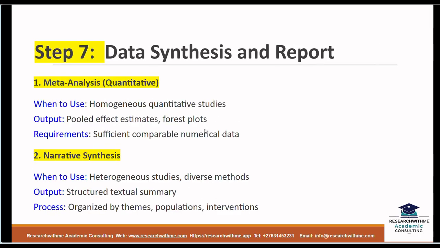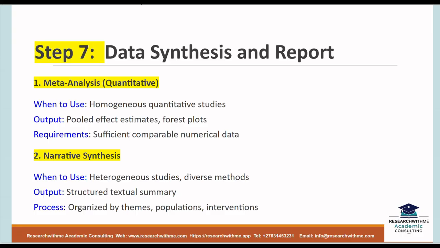Narrative synthesis is also the type of synthesis that we have been talking about all along, meaning that you are using words. In this case, you make use of narrative synthesis when you want to compress or synthesize studies that are heterogeneous. Heterogeneous simply means that they are not necessarily as focused as the studies you include in meta-analysis.